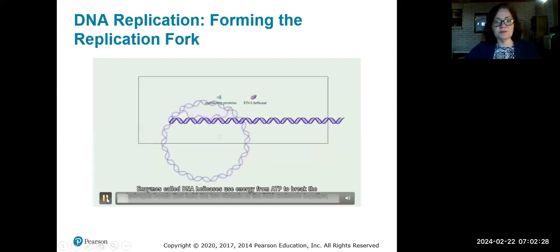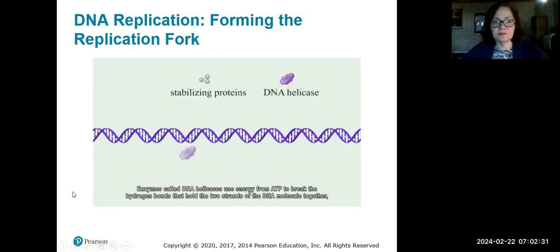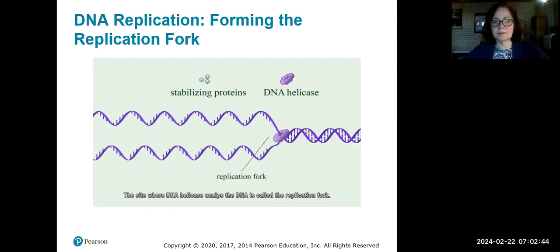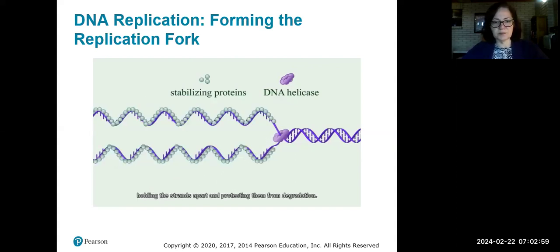Enzymes called DNA helicases use energy from ATP to break the hydrogen bonds that hold the two strands of the DNA molecule together, causing the DNA to unzip. The site where DNA helicase unzips the DNA is called the replication fork. As replication continues, these enzymes continue to break hydrogen bonds, and the replication fork moves ahead of the newly synthesized DNA. Stabilizing proteins bind to the single-stranded DNA, holding the strands apart and protecting them from degradation. Okay, let's move on.